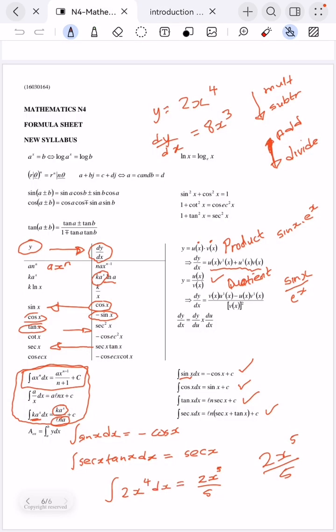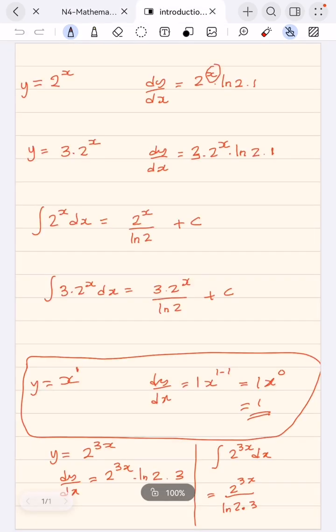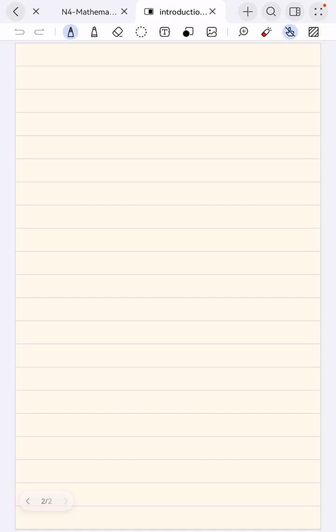Now we have k ln x. The answer is k over x. This is because the differentiation of ln x is 1 over x. So if there's a k there, it will be the constant times 1 over x, right? So if I have 2 ln x, my answer will be 2 over x, like that. I hope that's clear.